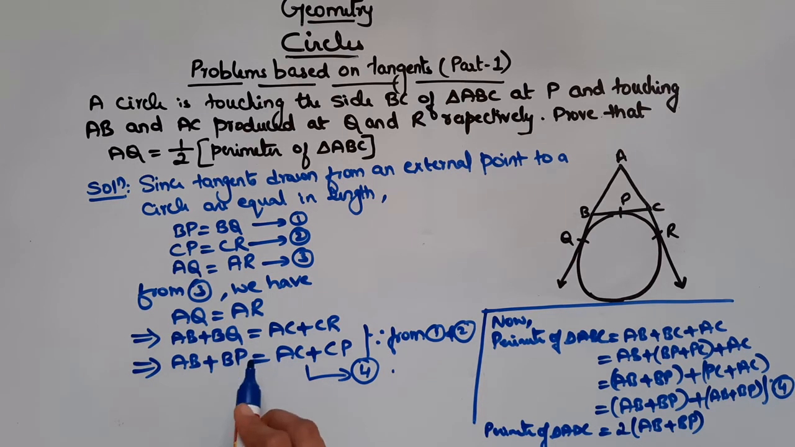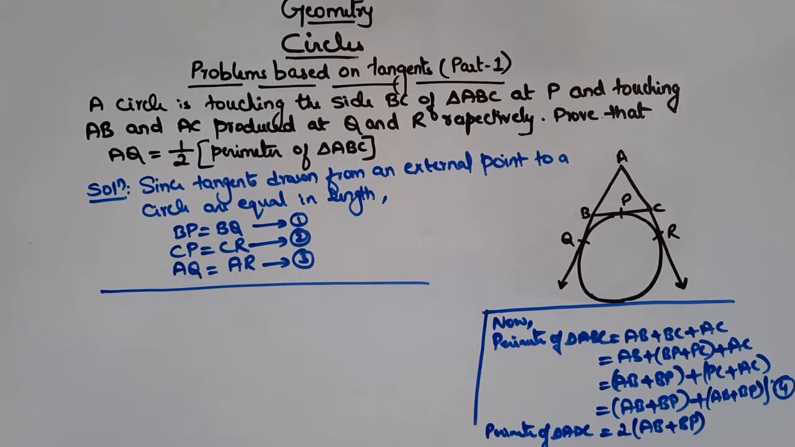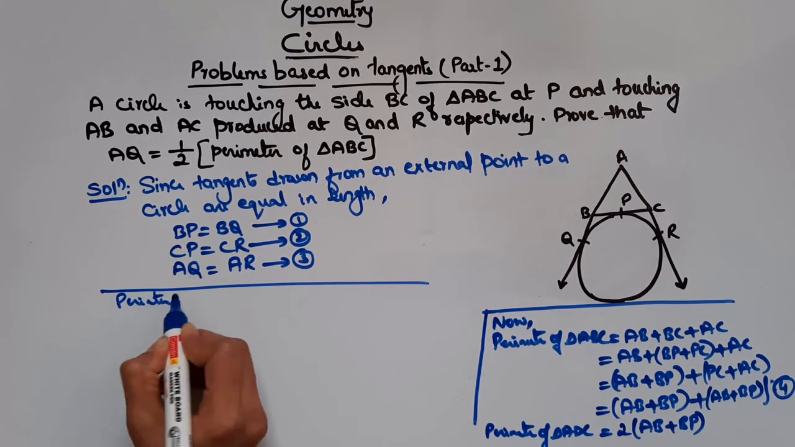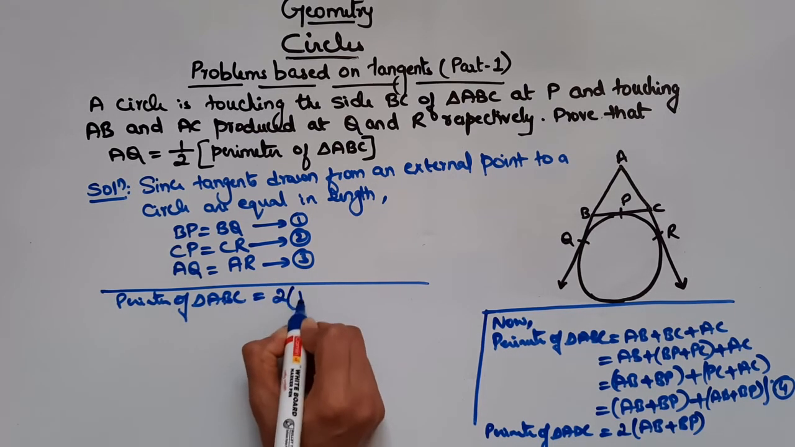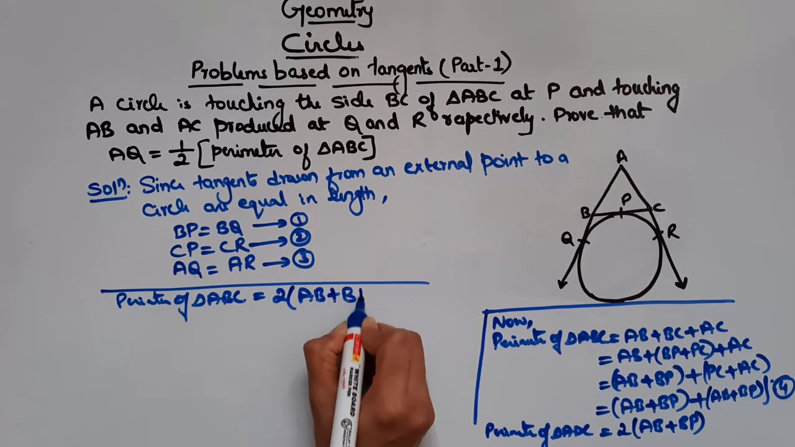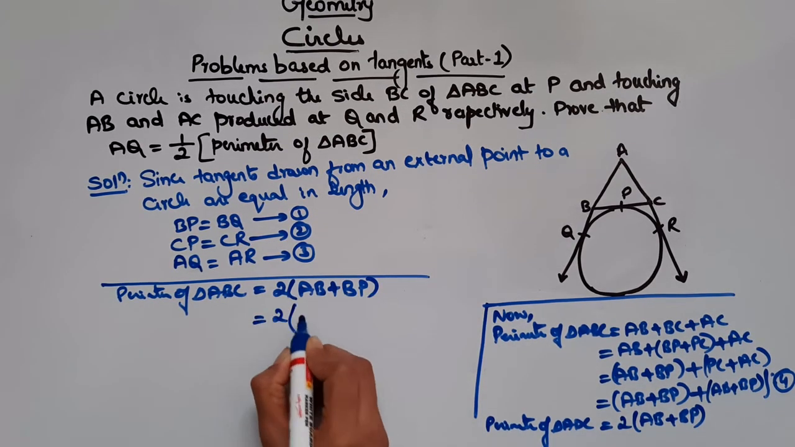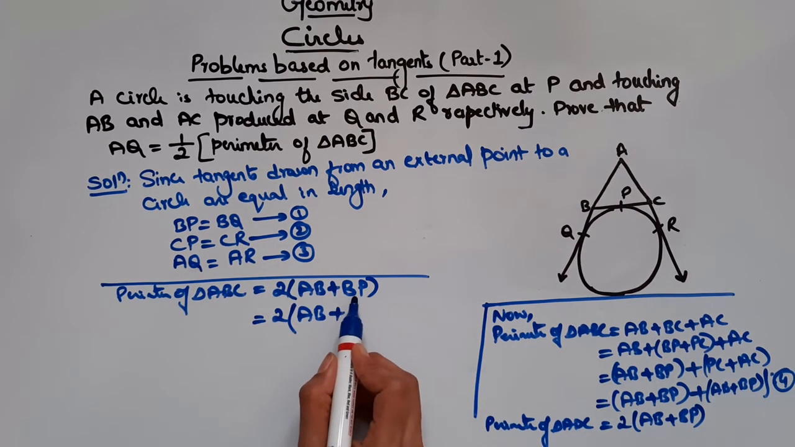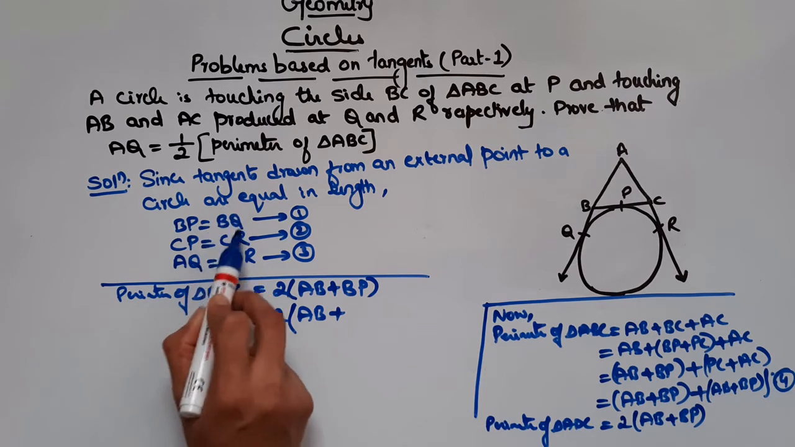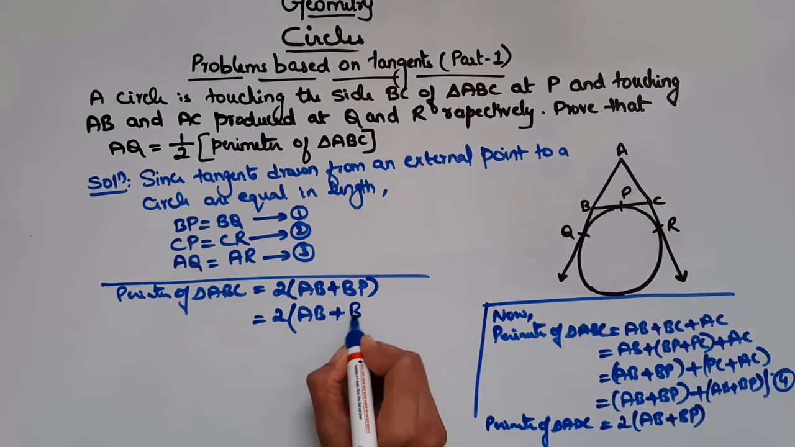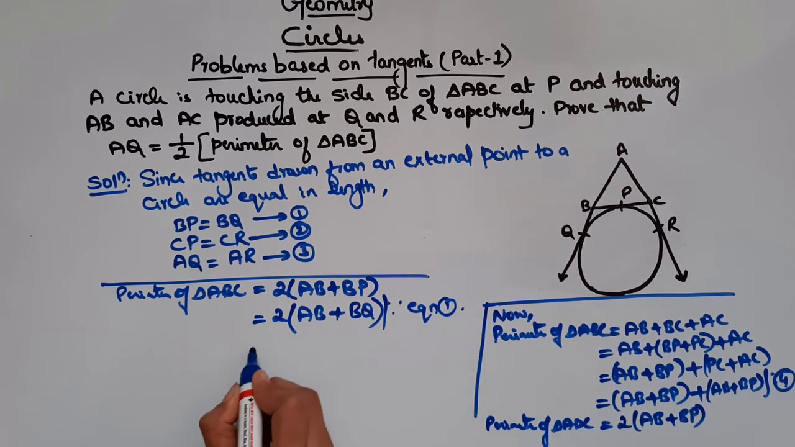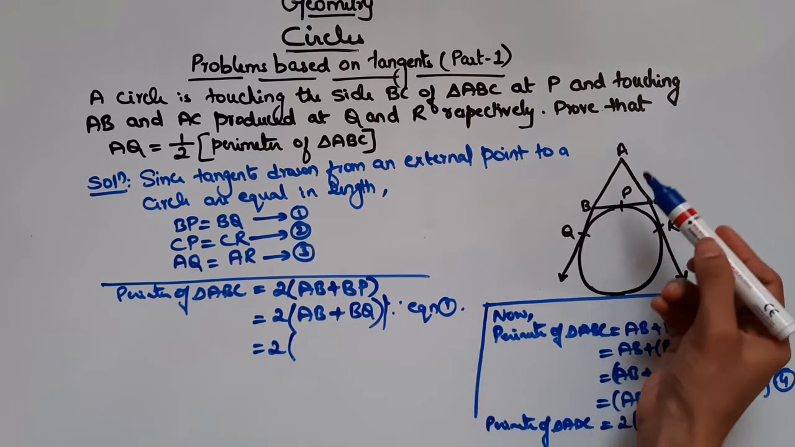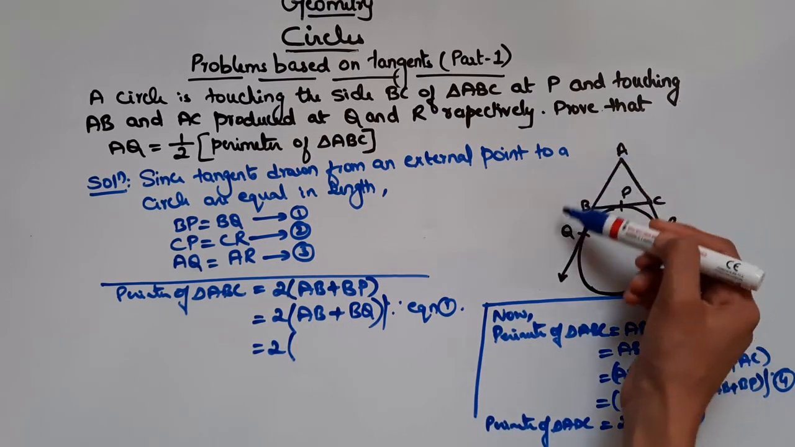So now let me erase this and continue here, but before that pause the video and note this down. So let me continue here. We need this relation. So now we have perimeter of triangle ABC is equal to 2 times AB plus BP. What is BP? We know BP is equal to BQ. So we can replace BP by BQ since from equation 1, which is equal to 2 into, now if you see the diagram, AB plus BQ is nothing but AQ.